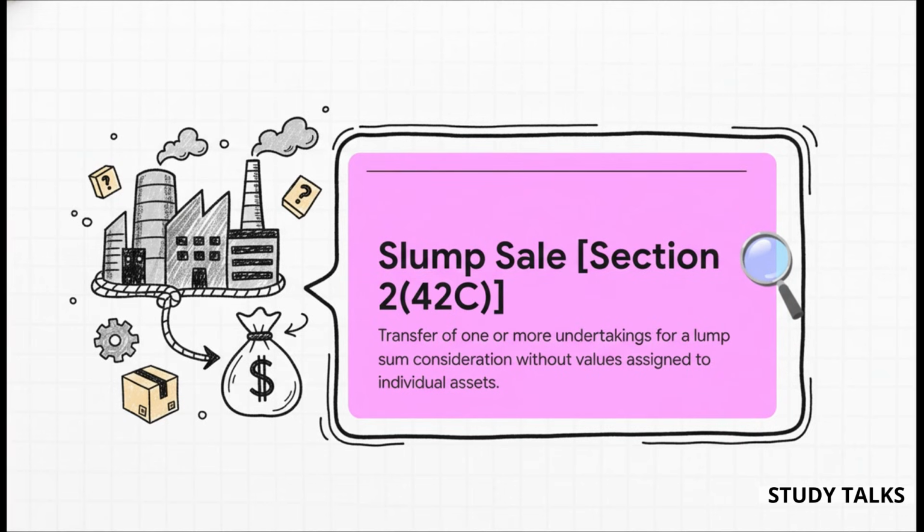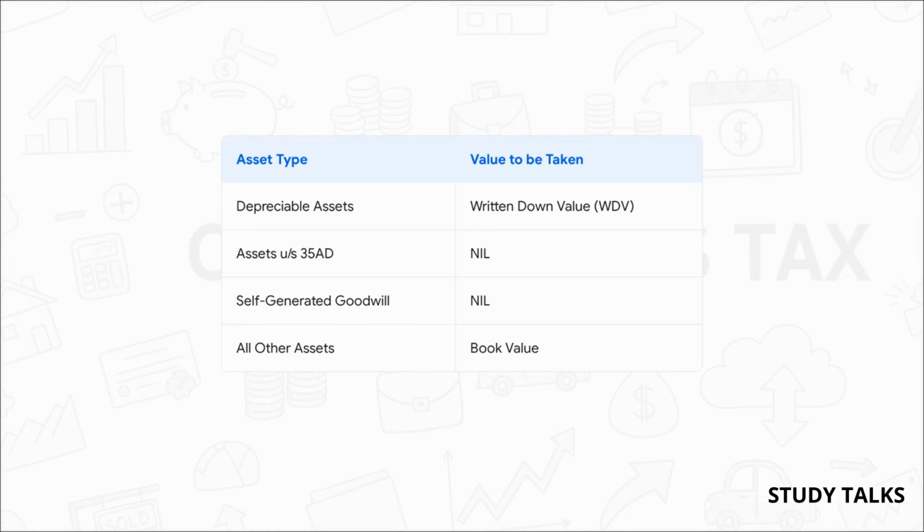So first, what even is a slump sale? Just think of it like this. You're selling an entire business unit, like a whole division, in one go for one single price. The key phrases are lump sum and without values being assigned to individual assets. You're not selling a machine here and a building there, you're selling the whole shebang. Now, in a slump sale, your cost of acquisition is the net worth of that business unit.